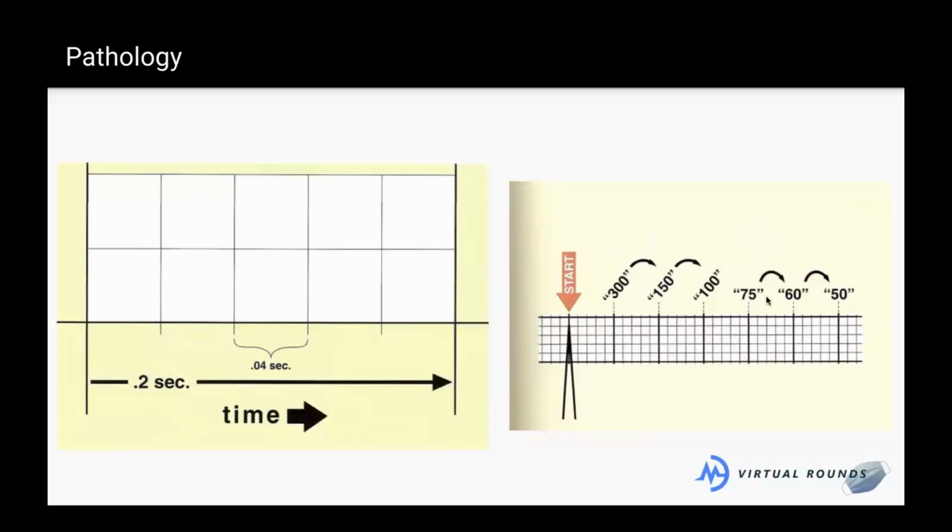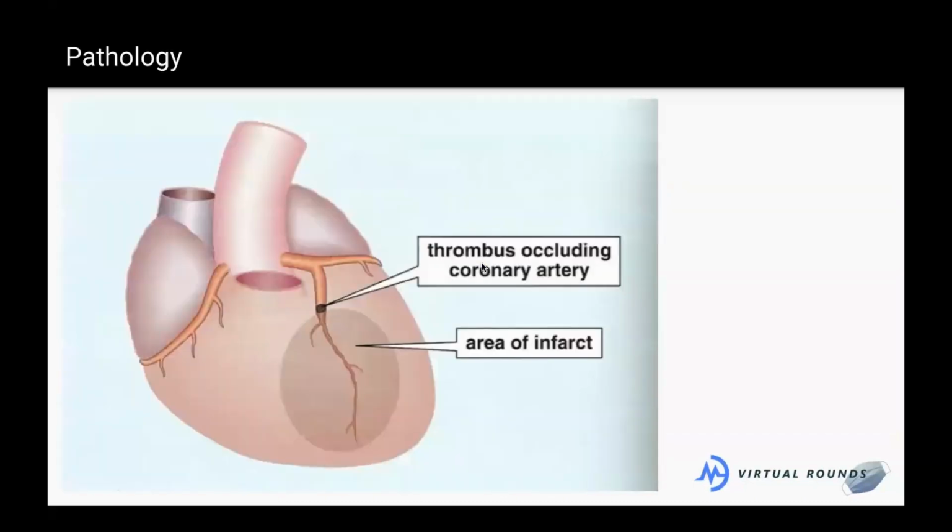Remember that a normal rate is between 60 and 100. So how many boxes would we normally like to see between R and R, in the RR interval? Anywhere from 3 to 5. Yeah, usually we'd like it to be somewhere between here and here. Exactly. So that's my cheat method: 300, 150, 100, 75, 60, 50. If it's slower than that, you are in trouble because that's really slow. So we'd like it to be somewhere in here. And that's the cheat method.